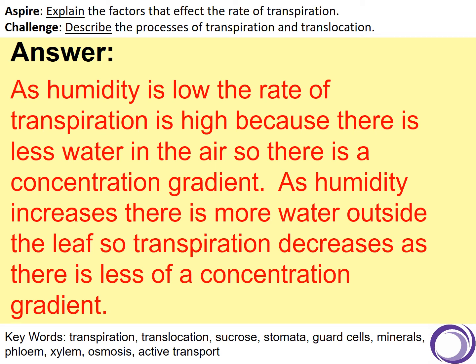And that's because there's less water in the air, so there is a concentration gradient. You've got somewhere where there's not very much water, and you've got somewhere where there's lots of water. As humidity increases, there is more water on the outside of the leaf, so then transpiration decreases as there is less of a concentration gradient. So once you get rid of that concentration gradient, there's going to be less transpiration and the air is going to hold more of its water.